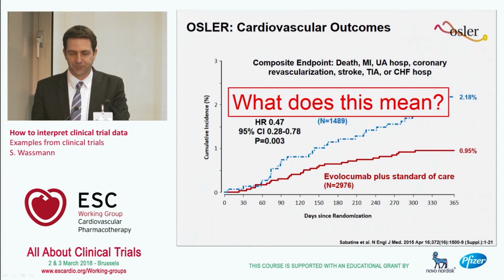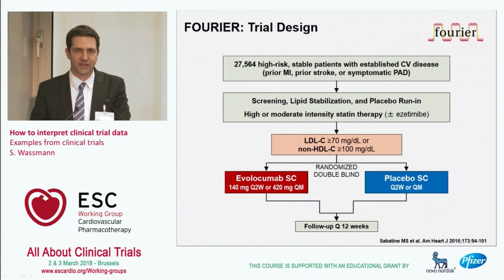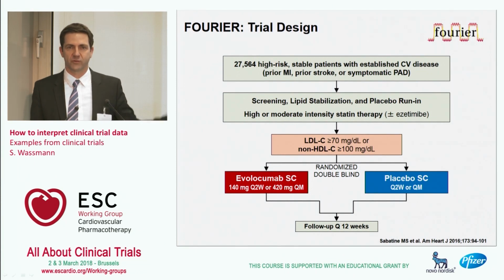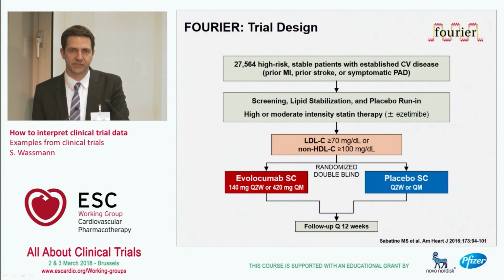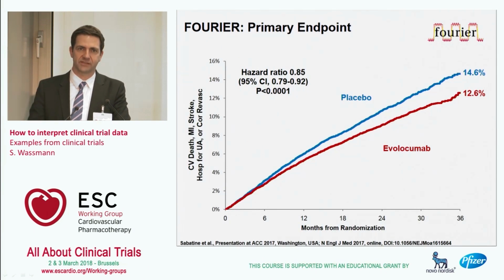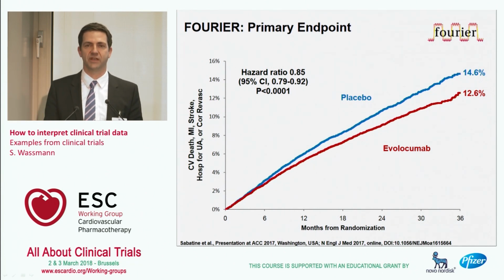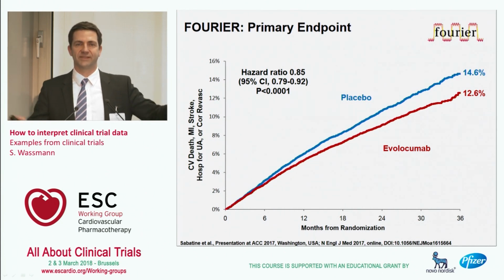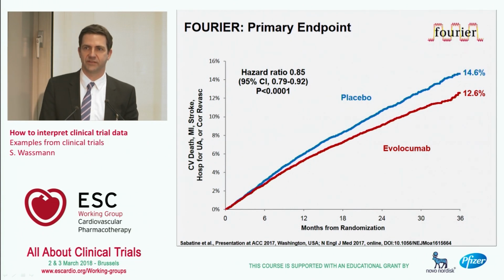It was tested in a major outcome trial, and you know that's the FOURIER trial. So FOURIER, 27,000 patients randomized to evolocumab and placebo, and there was a significant benefit for the evolocumab arms. But that's exactly what needs to be done. So it's hypothesis generating, tested in an outcome trial, and that's what they did.